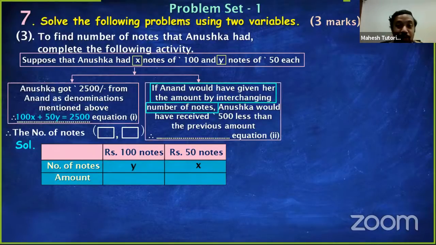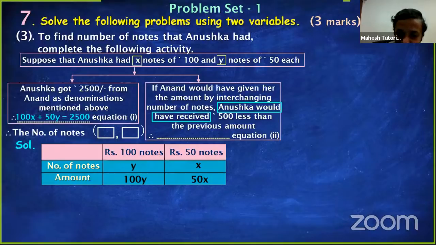So can you all tell me what would be the amount? 100 rupee notes are Y, so the amount would be 100y. 50 rupee notes are X, the amount would be 50x. So now students, look at the condition which has been given to us very carefully. Anushka would have received, because of the 100 rupee notes she has amount 100y, because of the 50 rupee notes she has amount 50x. So the total amount that she is having, meaning we add both, is 100y plus 50x.